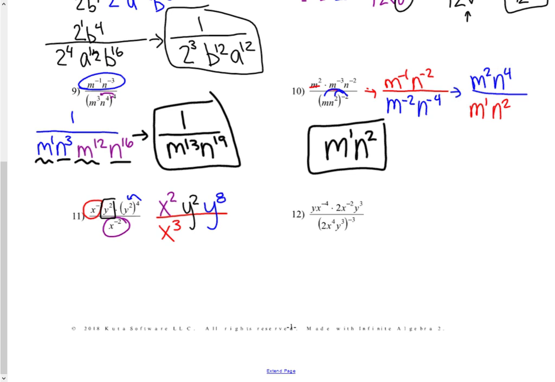to the 8th. So final answer, x squared over x cubed, we do 2 minus 3, which is a negative 1. So I'm going to move it to the denominator and make it positive. Y squared times y to the 8th gives me y to the 10th.